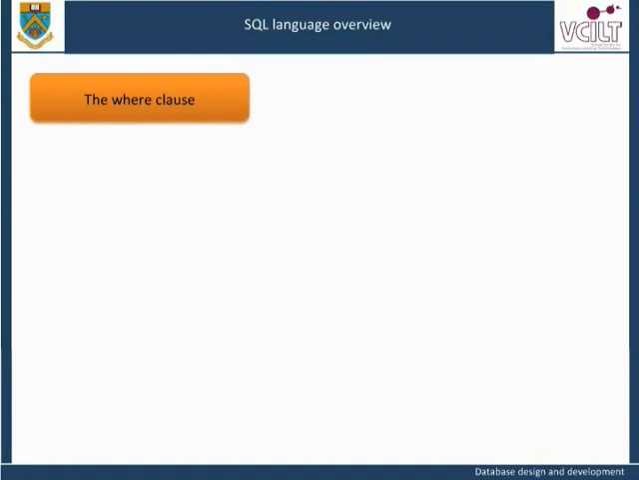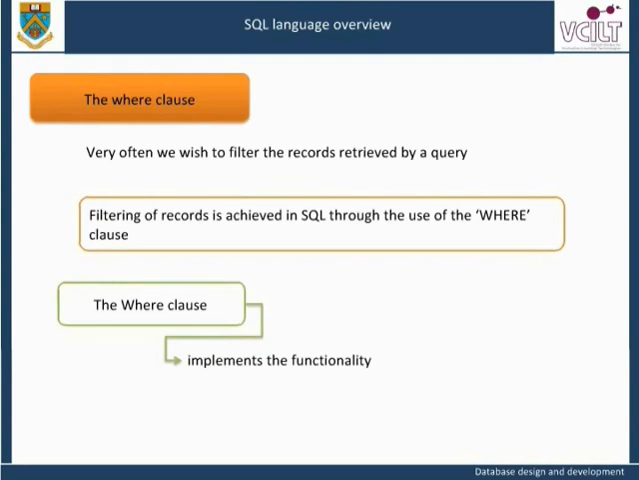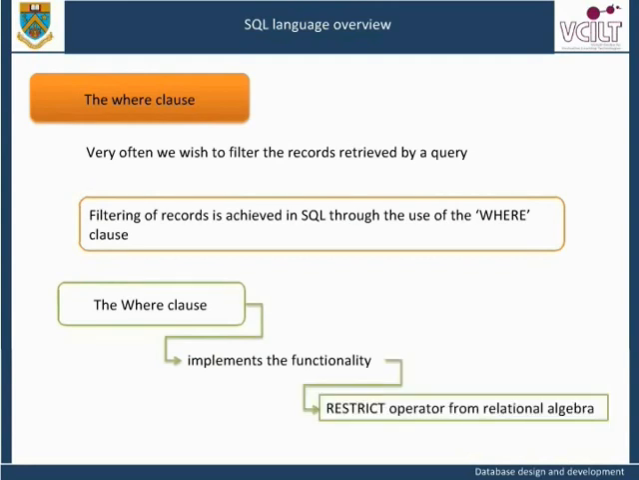The WHERE clause. Very often we wish to filter the records retrieved by a query. That is, we may only wish to have a subset of the records of a table returned to us by a query. The reason for this may be, for example, in order to restrict the employees shown in a query result just to those employees with a particular job or with a particular salary range, etc. Filtering of records is achieved in SQL through the use of the WHERE clause. In effect, the WHERE clause implements the functionality of the restrict operator from relational algebra in that it takes a horizontal subset of the data over which the query is expressed.